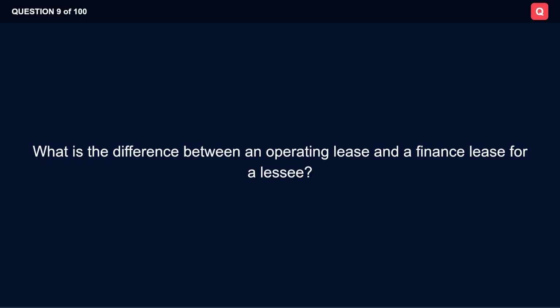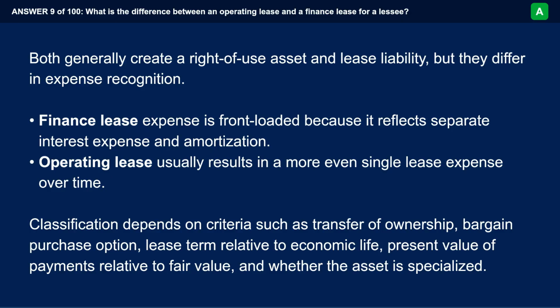What is the difference between an operating lease and a finance lease for a lessee? Both generally create a right-of-use asset and lease liability, but they differ in expense recognition. Finance lease expense is front-loaded because it reflects separate interest expense and amortization. Operating lease usually results in a more even single lease expense over time. Classification depends on criteria such as transfer of ownership, bargain purchase option, lease term relative to economic life, present value of payments relative to fair value, and whether the asset is specialized.